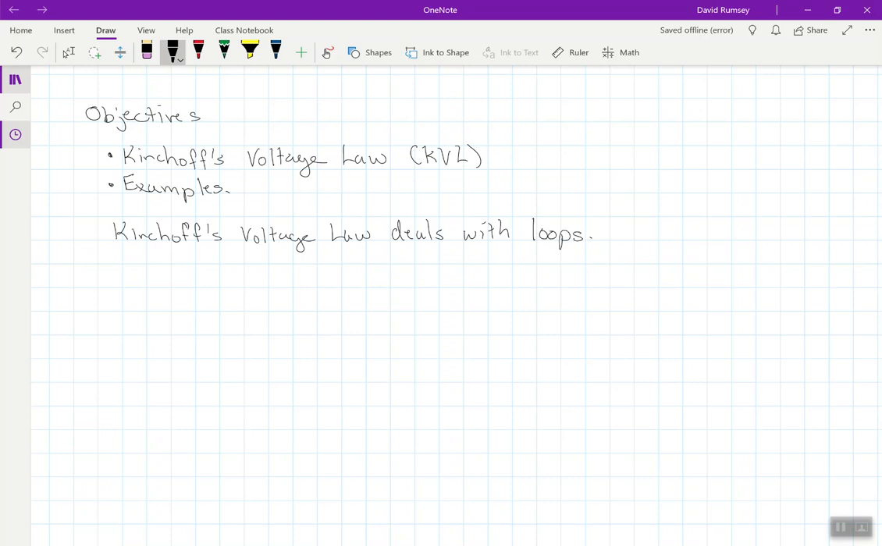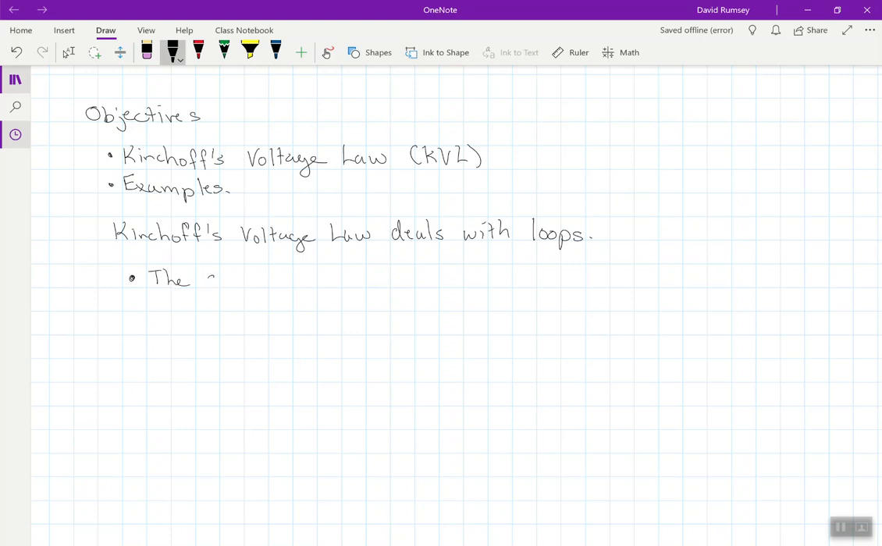You can recall that Kirchhoff's current law dealt with nodes. KCL dealt with nodes. And in this case, KVL is dealing with loops, which of course is why we had to first talk about what a node and a loop is, because KCL and KVL require us to understand what a node and what a loop is.